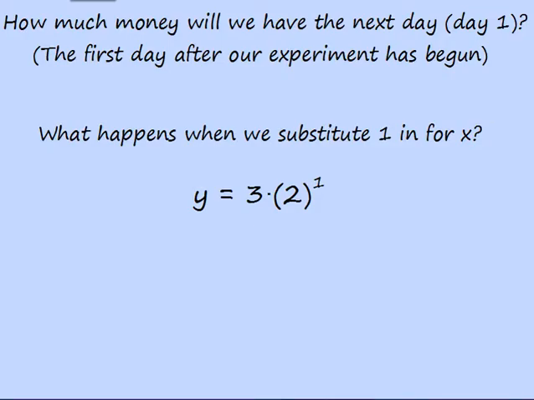What happens when we substitute 1 in for x? How much money will we have the next day, which is day 1, or after 1 time period has passed? Well, in this case, 2 to the first power, which is the part I need to do first, is just 2. Anything to the first power is just itself. So 3 times 2 gives me 6. I would have $6 one day after my experiment has started.